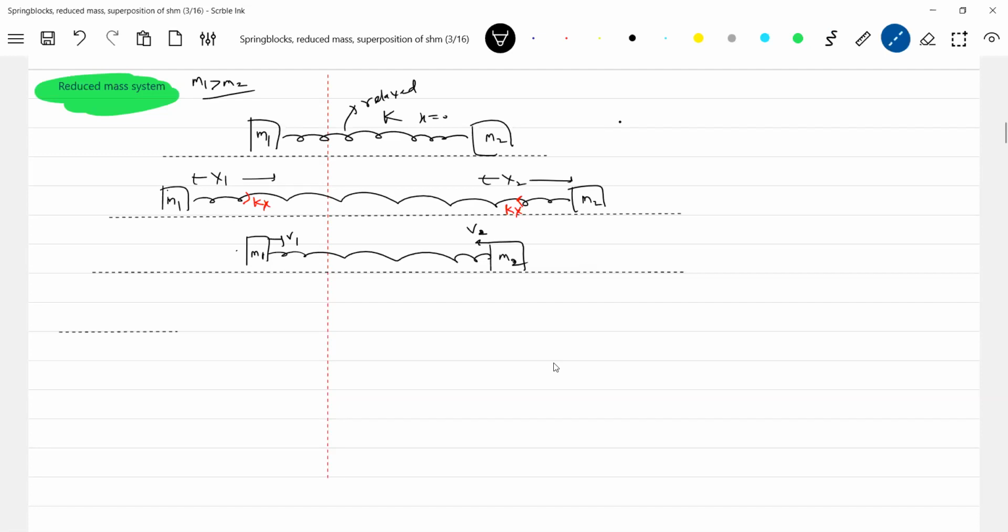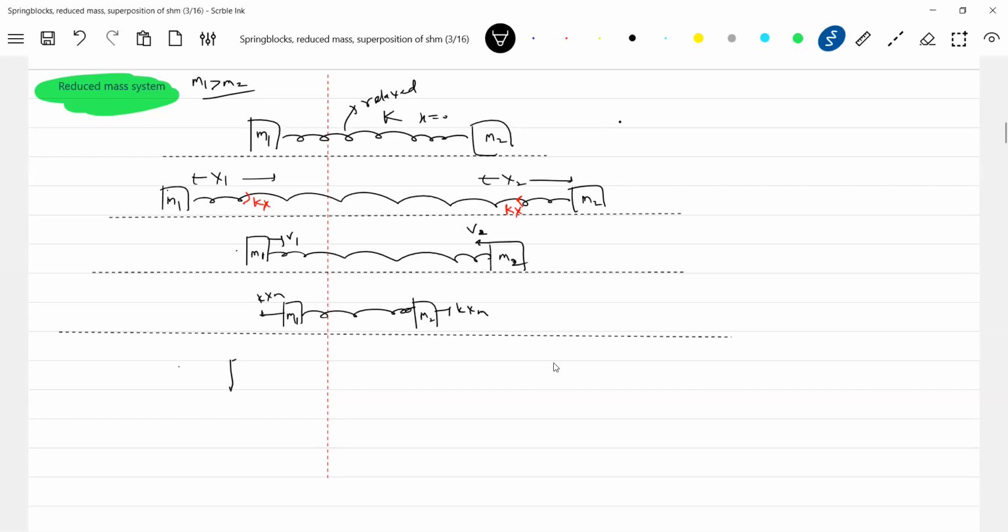I'll show a few diagrams so that you'll understand. Okay, here is maximum compression. So at maximum compression, kxm will act. Again, they'll come back to the mean position, where they will have velocity now like this. Like this, what happened? They'll be executing SHM.